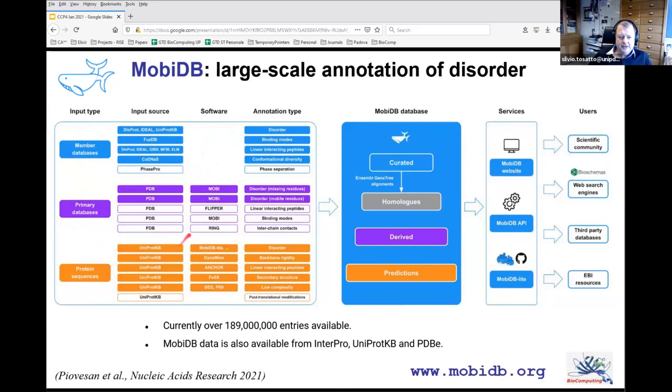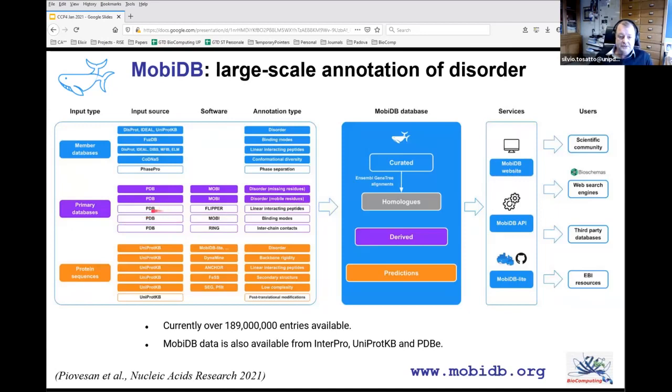Then we have several primary databases which we use to extract additional information. For instance, the protein data bank is used to derive information about missing residues and mobile residues, the mobile residues being the ones with the higher B factor, for instance.